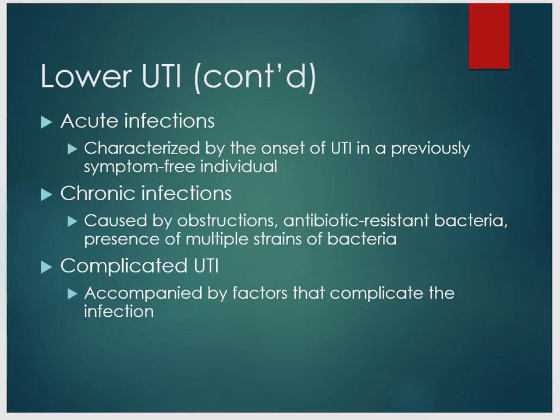Our UTIs can be classified as acute, chronic, or complicated. So an acute infection is characterized by the onset of the infection in a previously symptom-free individual. Chronic would be infections that could be caused by obstructions, having an antibiotic-resistant bacteria, or presence of multiple strains of bacteria. And then complicated UTIs are accompanied by factors that can cause more issues with the infection, and this could be such as elevated blood sugars.